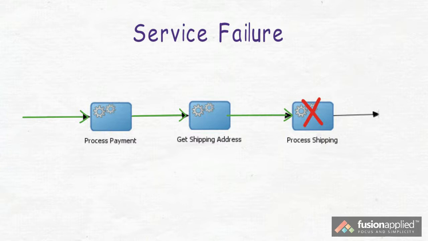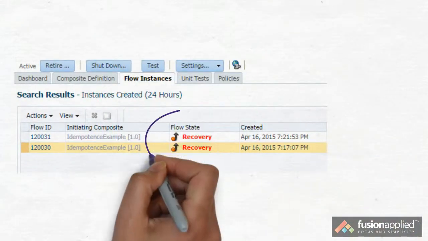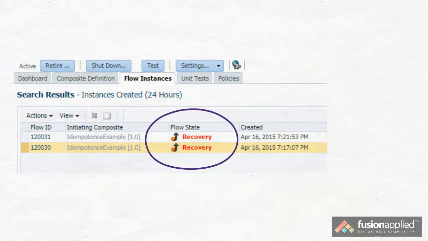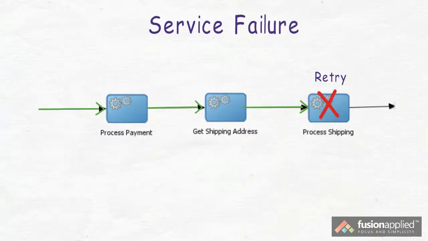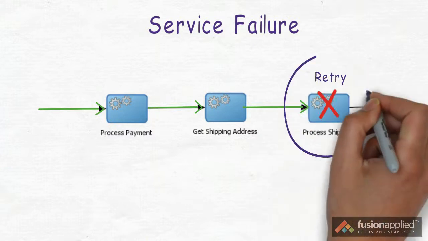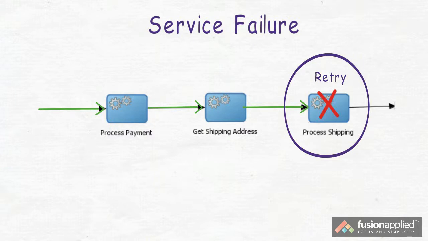Now, the nice thing about BPM is that it lets you recover failed processes. So after you fix the issue with the process shipping service, you can log into Enterprise Manager and recover the instance. As a part of the recovery, the BPM engine retries the service that failed. It's easy to assume that the BPM engine just retries the activity that fails and continues on from there. But there's a small trick to make that happen properly.